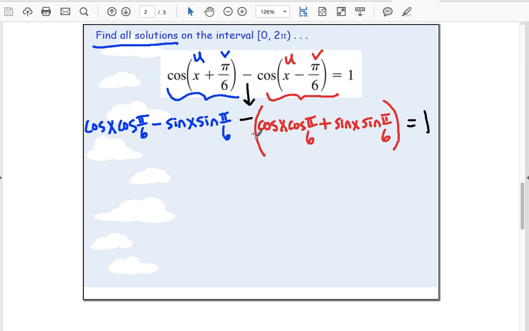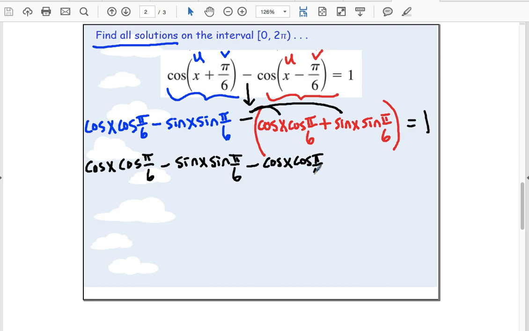Now, it was really important to put parentheses around that whole quantity because I need to distribute this negative sign through. So just rewriting, I'd have cosine x cosine pi over 6 minus sine x sine pi over 6. Distributing the negative through, minus cosine x cosine pi over 6 minus sine x sine pi over 6 equals 1.